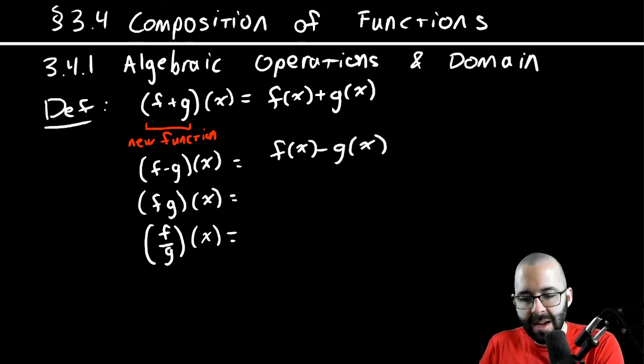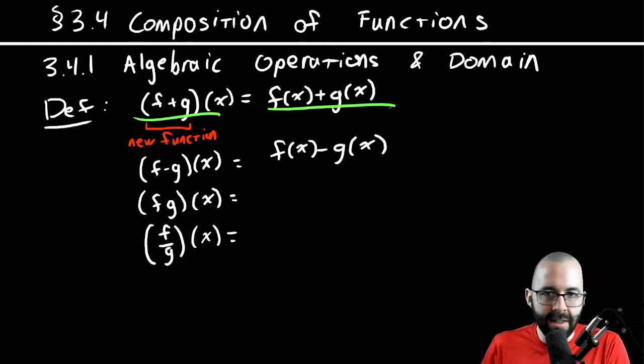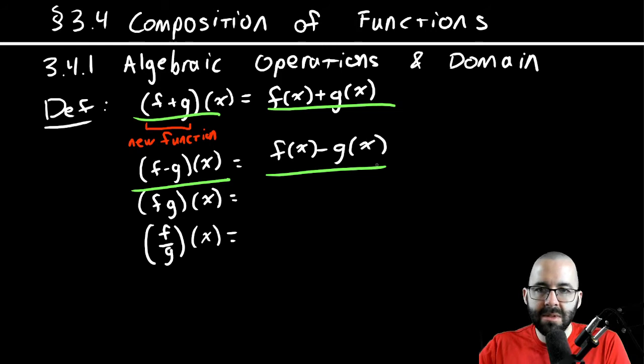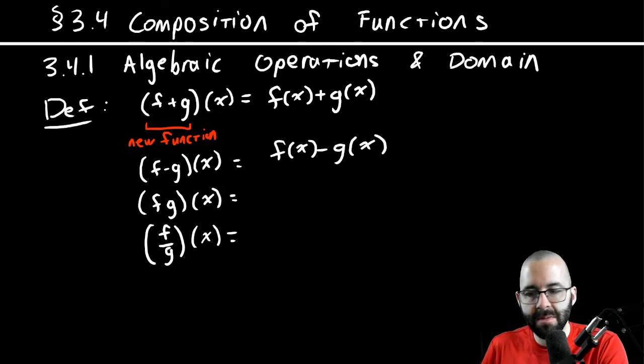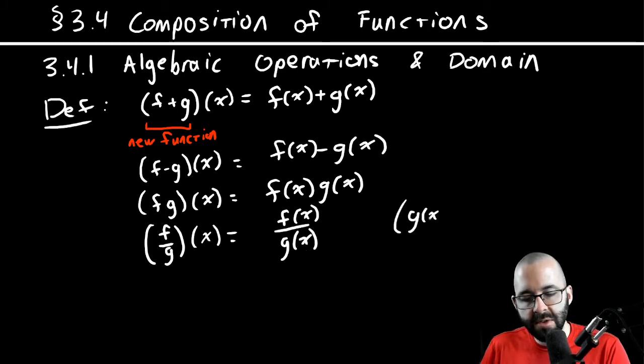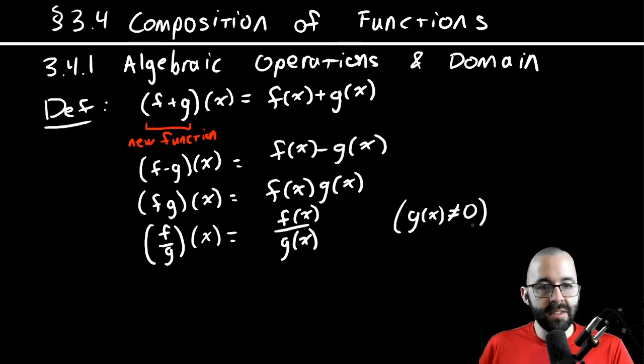Okay, so it just does the same thing, right? f plus g is add the individual function values. The new function f minus g will subtract the individual function values. Okay? And similarly, f times g is just multiply these function values, and f divided by g is just divide these function values.